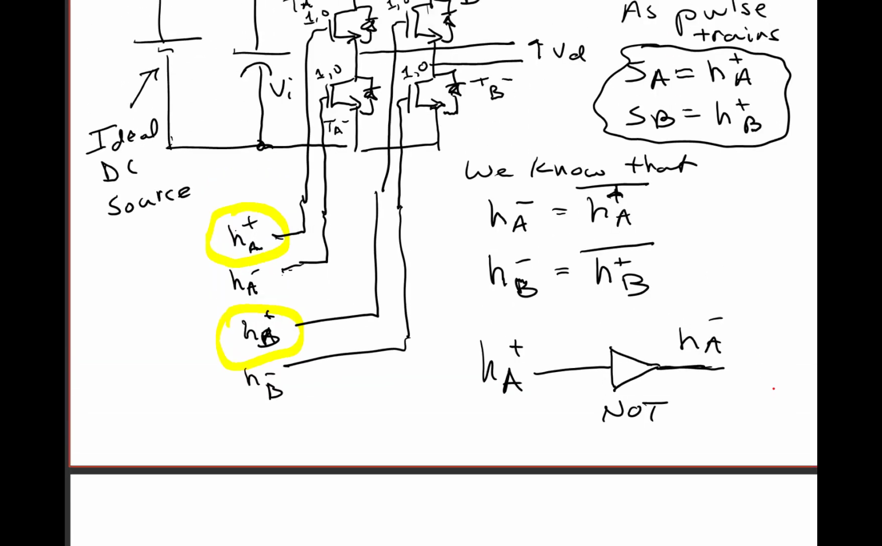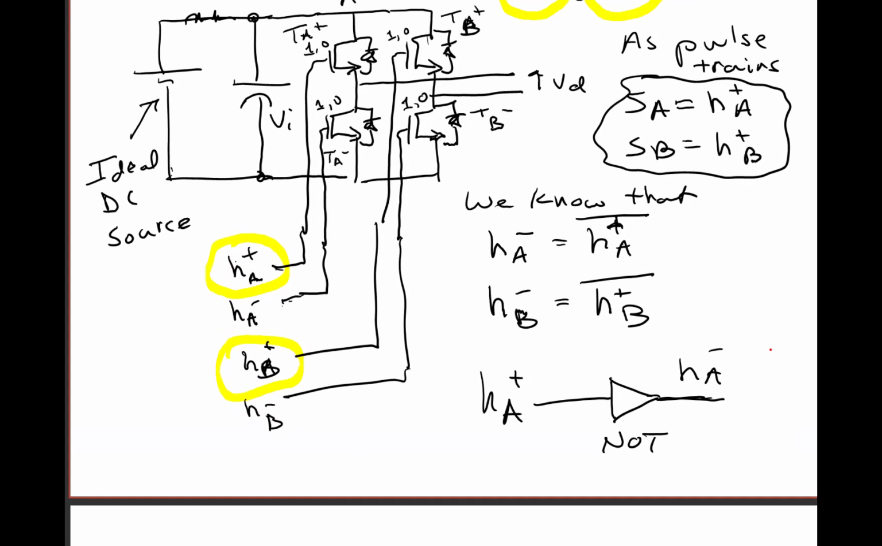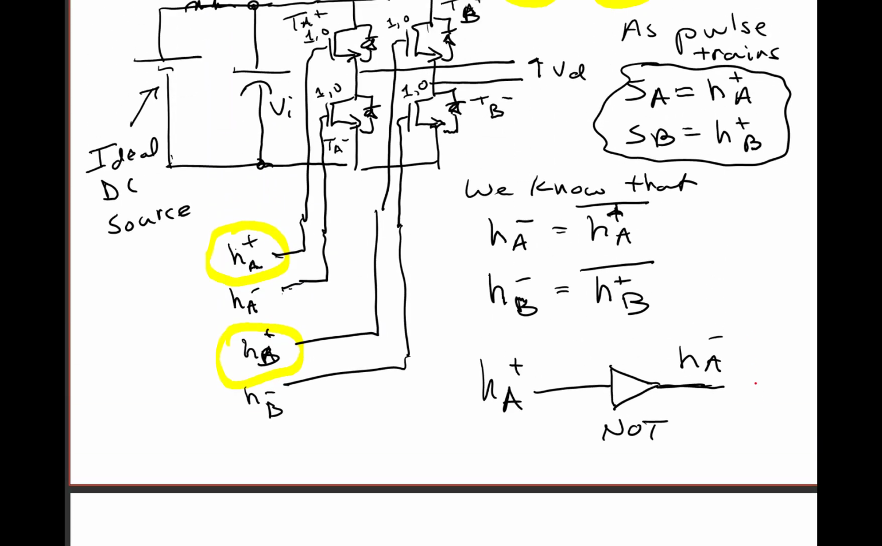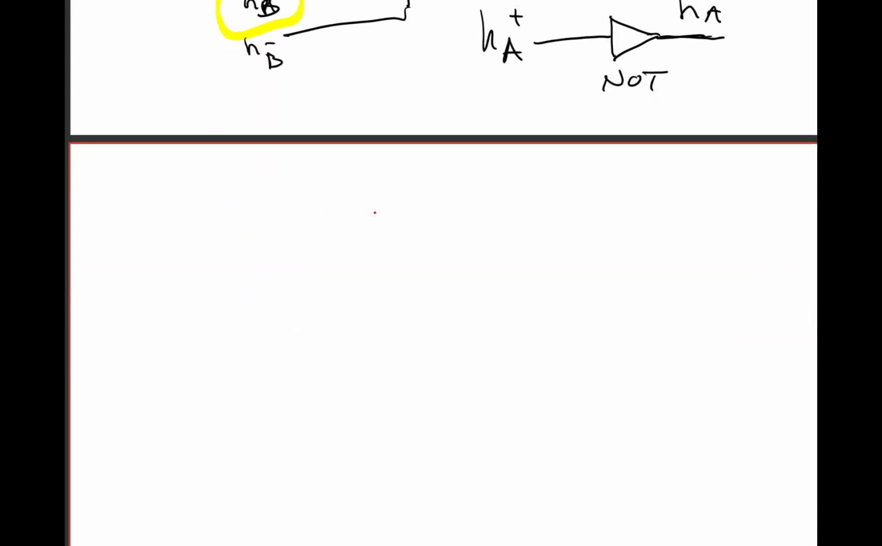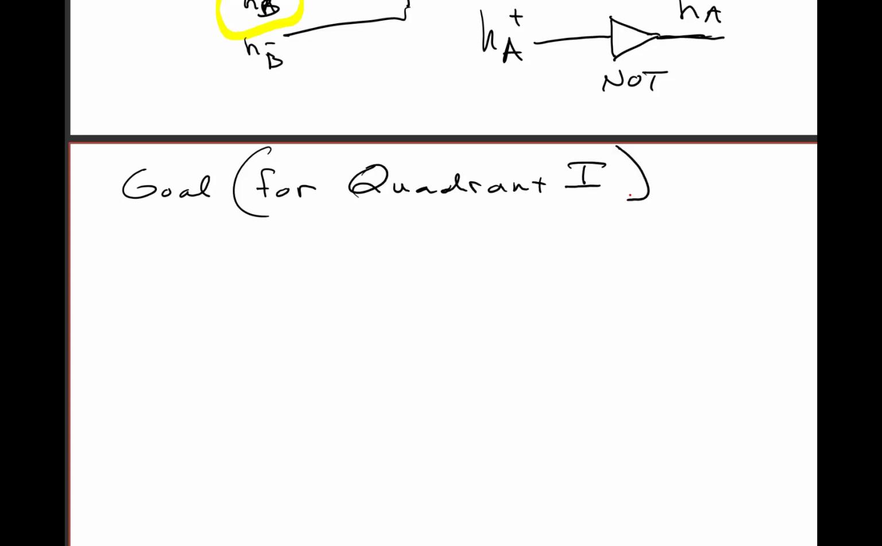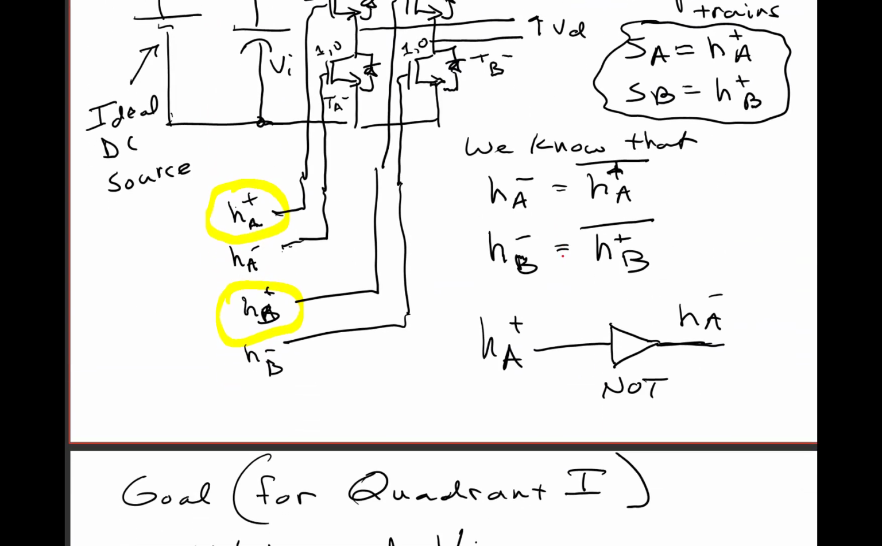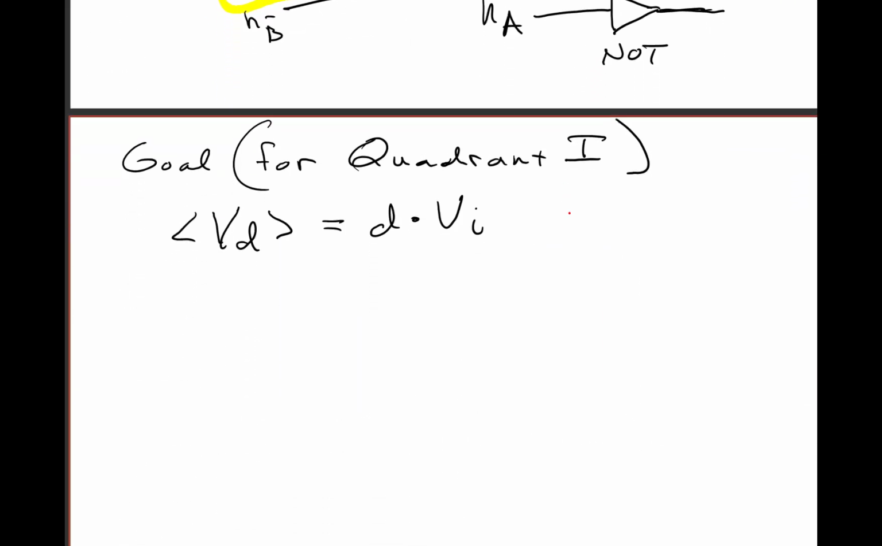Okay, so what we're really trying to do is create pulse trains that are going to give us, our goal here, at least for quadrant 2 or quadrant 1, is that we want V sub D, the average of which is going to be equal to some duty cycle times V sub I, right?